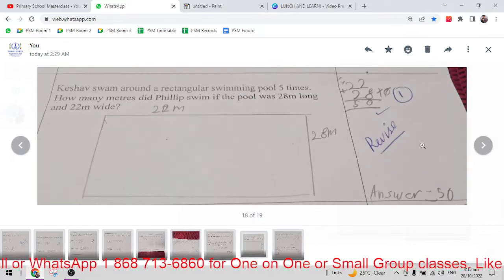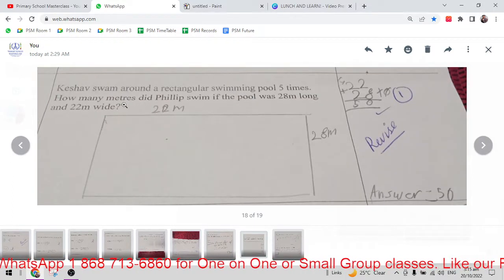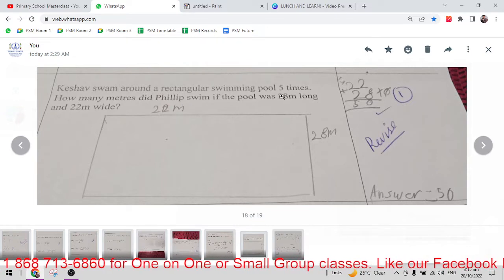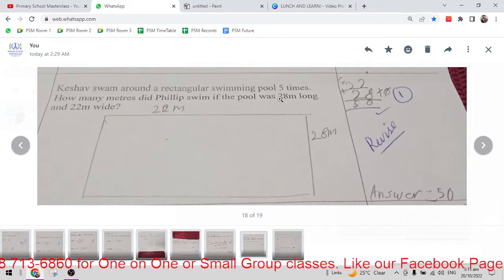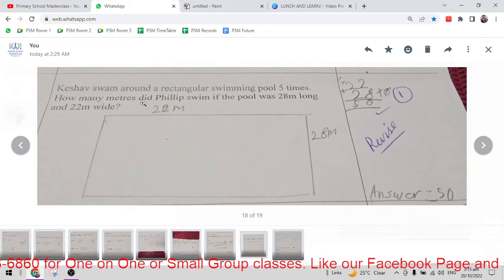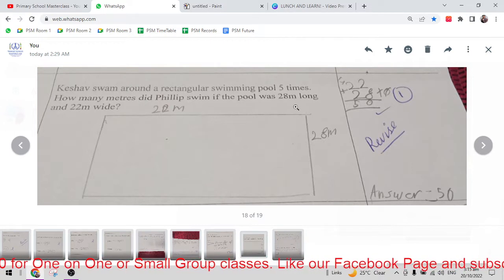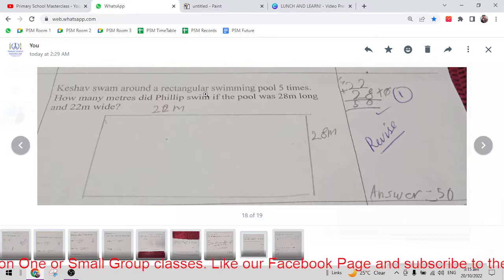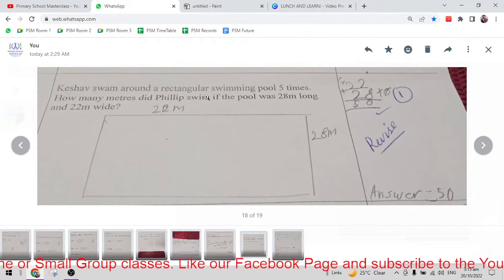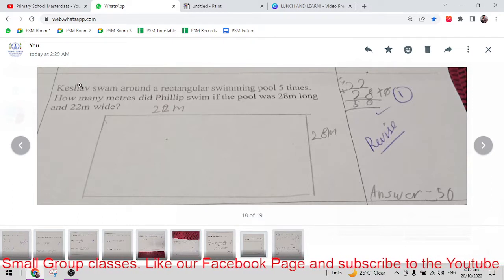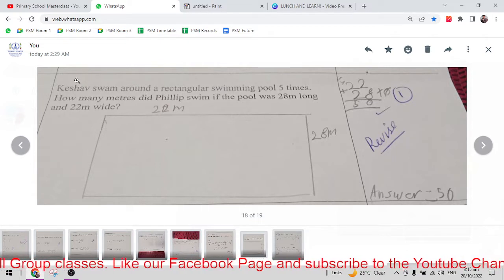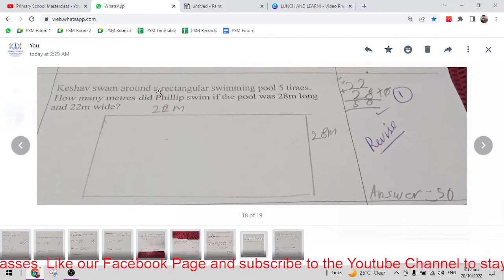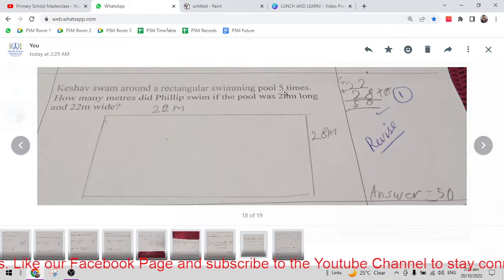And we did this. Okay, cool. Keshav swam around a rectangular swimming pool 5 times. Wow, okay. How many meters did Philip swim if the pool was 28 meters long and 22 meters wide? Okay, let's read that one more time. Keshav swam around a rectangular swimming pool 5 times.